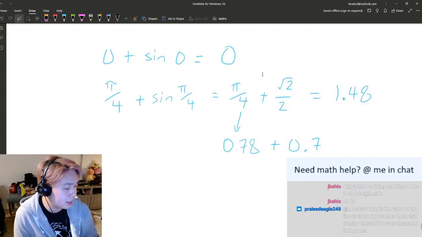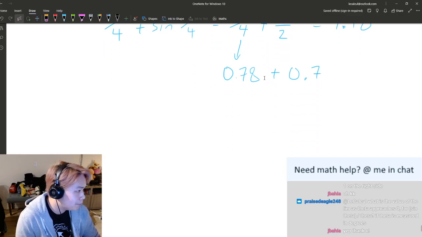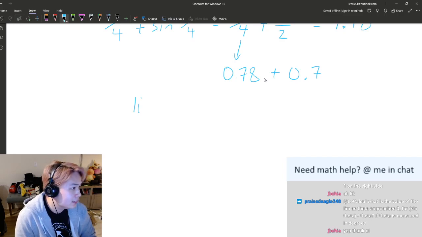Meanwhile, Praise Deagle with another question. What is the value of the limit as theta approaches 0 of sine theta over theta if theta is measured in degrees? That is 1, Praise Deagle. That's just something that you will eventually memorize. And normally this is just something that they tell you.